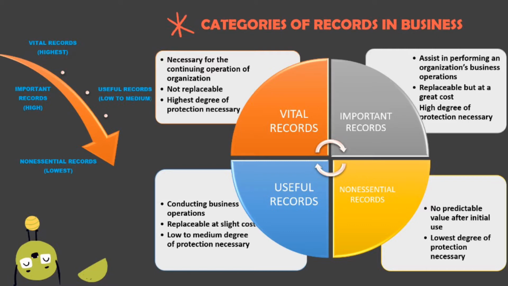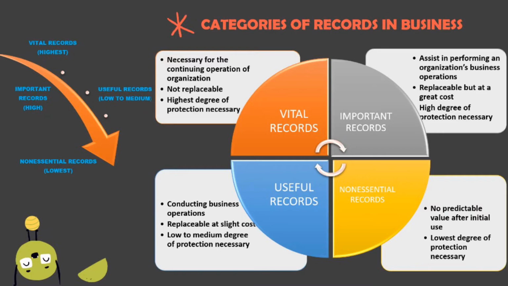Secondly, important records. It assists in performing an organization's business operations, usually replaceable but at a great cost, and has the high degree of protection necessary. For example, personnel records, sales records, reports, and contracts. Thirdly, useful records. It is helpful in conducting business operations. It is usually replaceable at slight cost and has low to medium degree of protection necessary. For example, general correspondence such as letters, memoranda, and faxes.